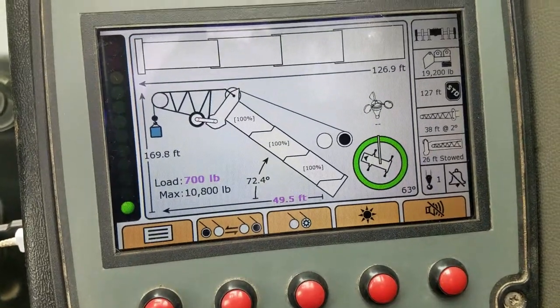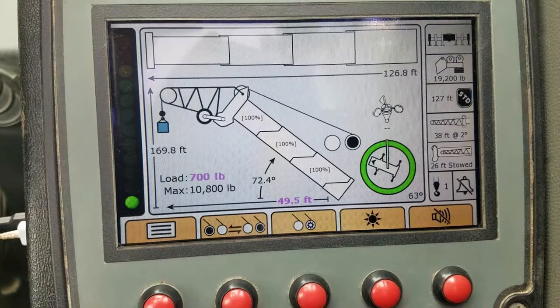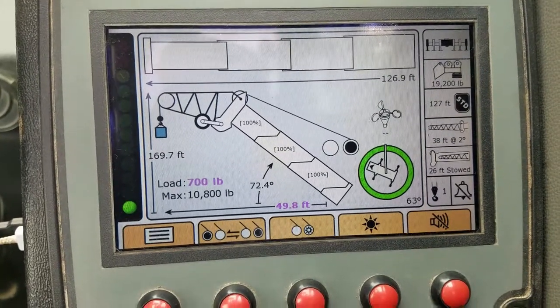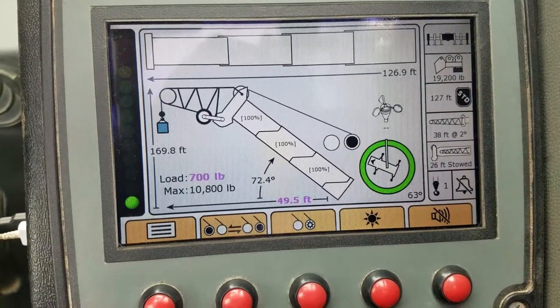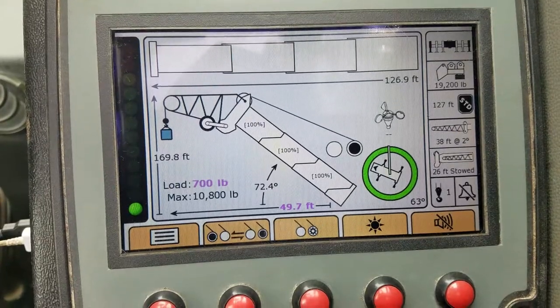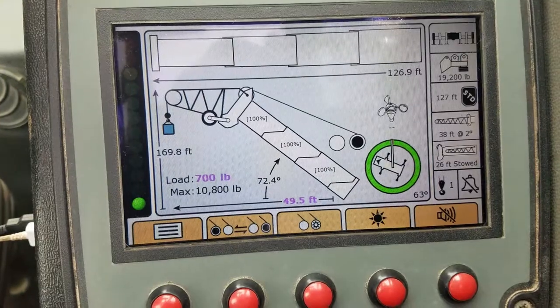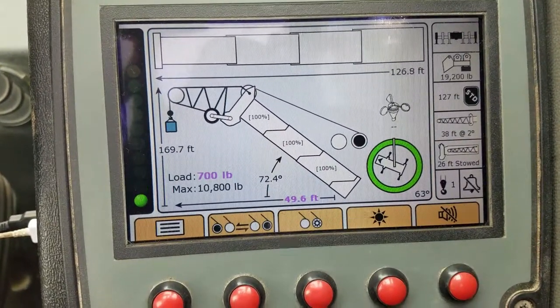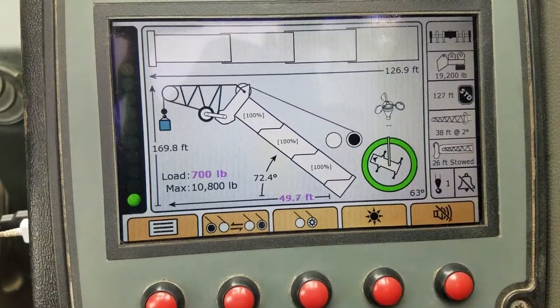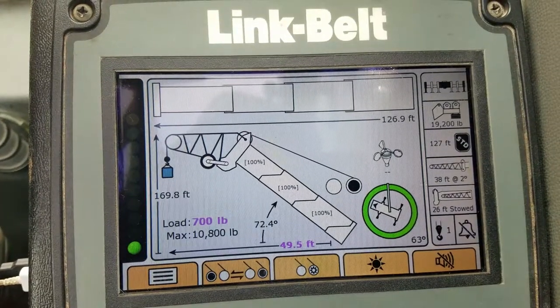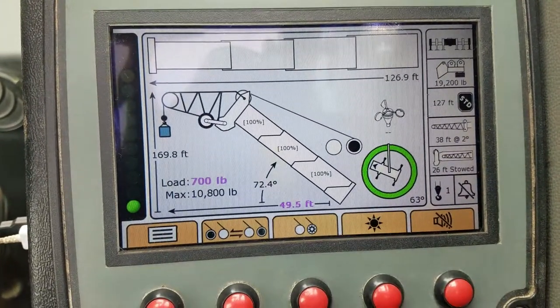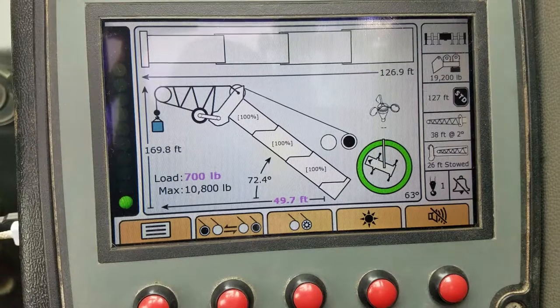This is the onboard computer, or the LMI, load moment indicator, or SLI, safe load indicator, as some manufacturers call it. This is on a Link-Belt 80 ton rough terrain crane. This is a computer that most of the Link-Belt cranes have in them. Basically the same thing.